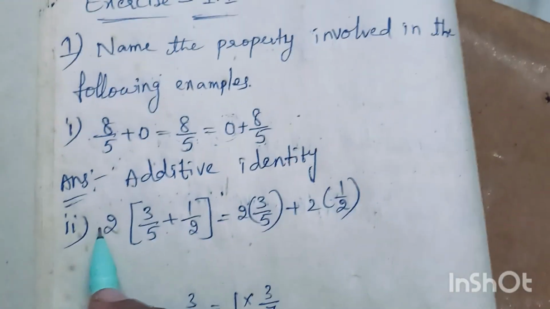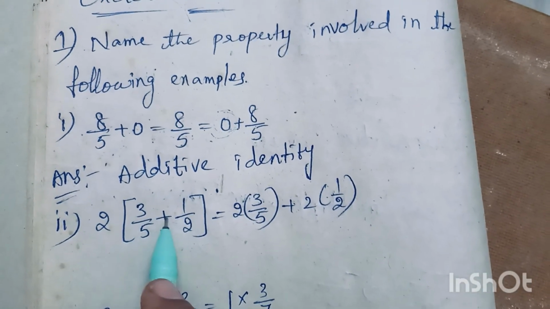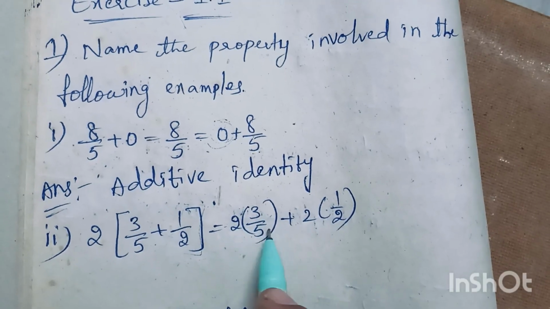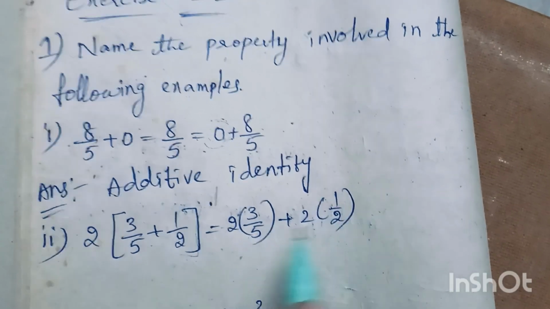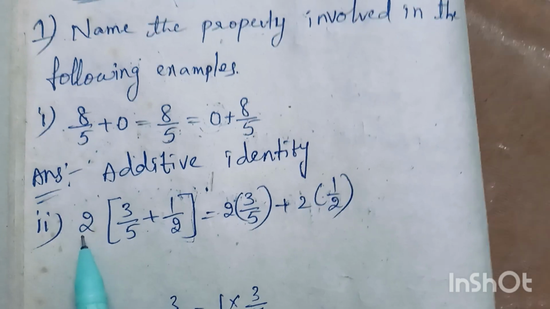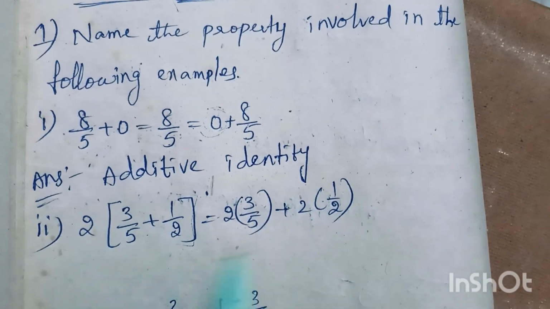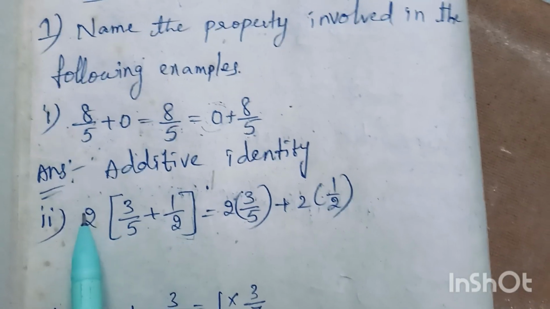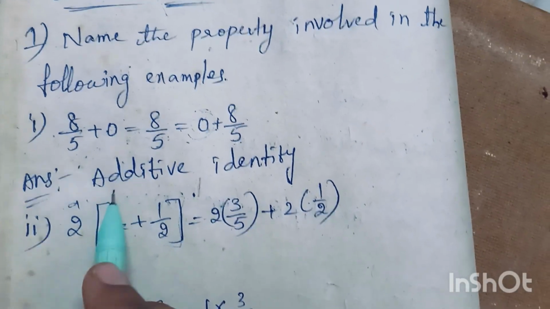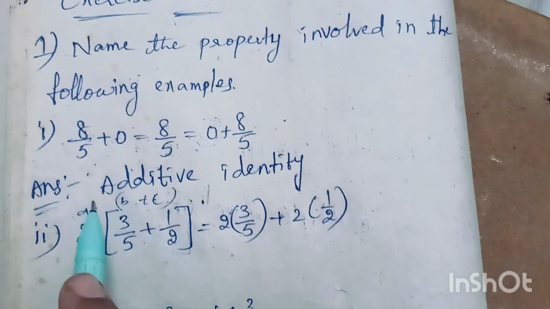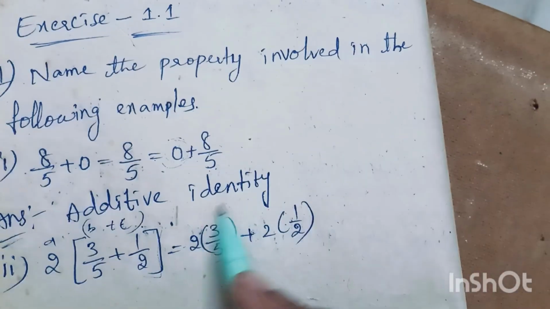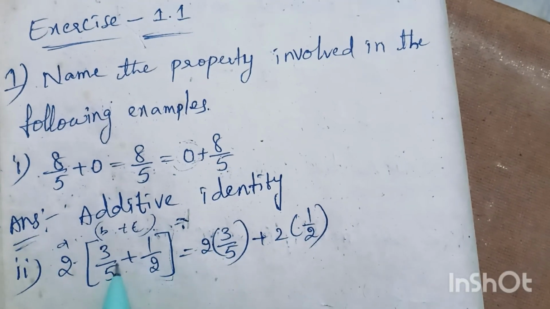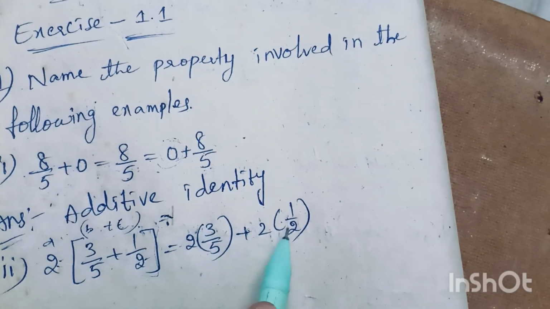Now the second one: 2 of (3 by 5 plus 1 by 2) equals 2 of 3 by 5 plus 2 of 1 by 2. We learned all these properties. So which property does it belong to? Observe here, 2 of some bracket is there. Let this be A of (B plus C). I already said that this property is distributive. Here A is distributing to B and A is distributing to C.